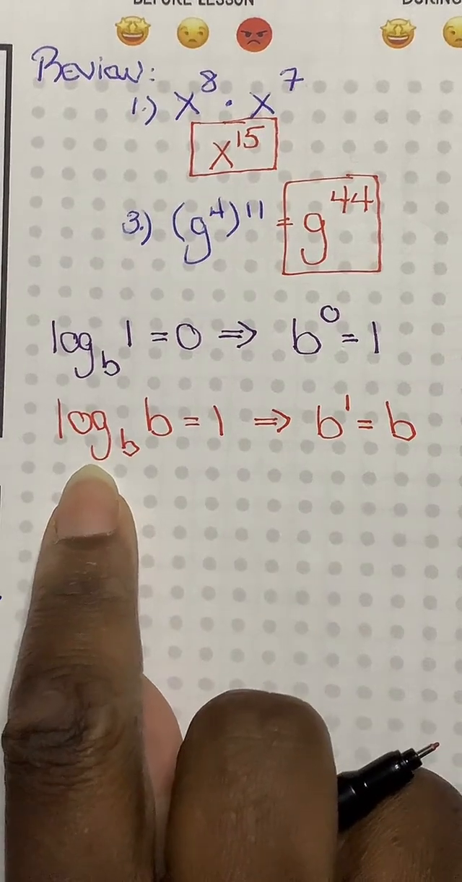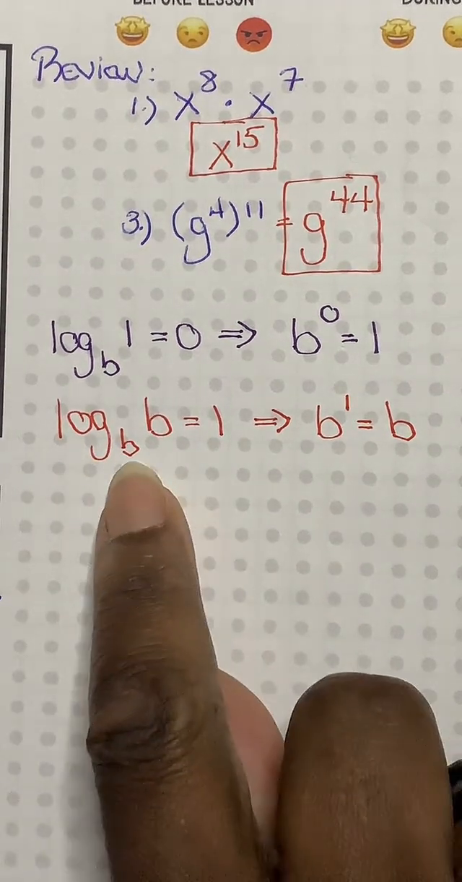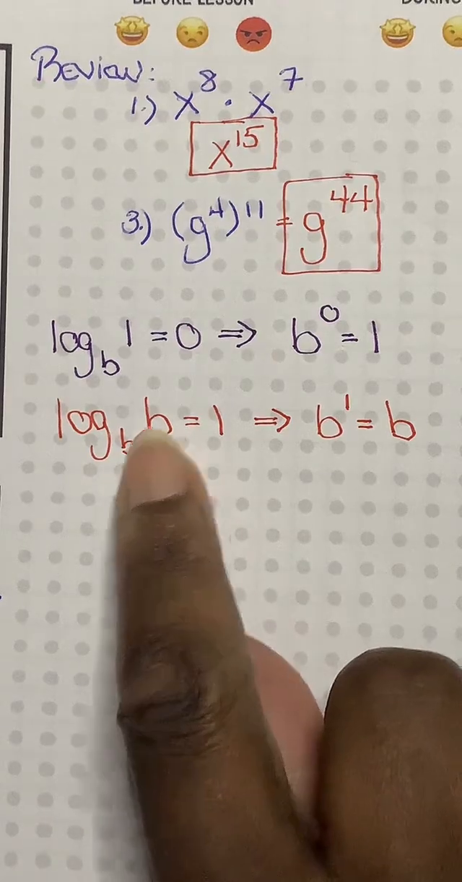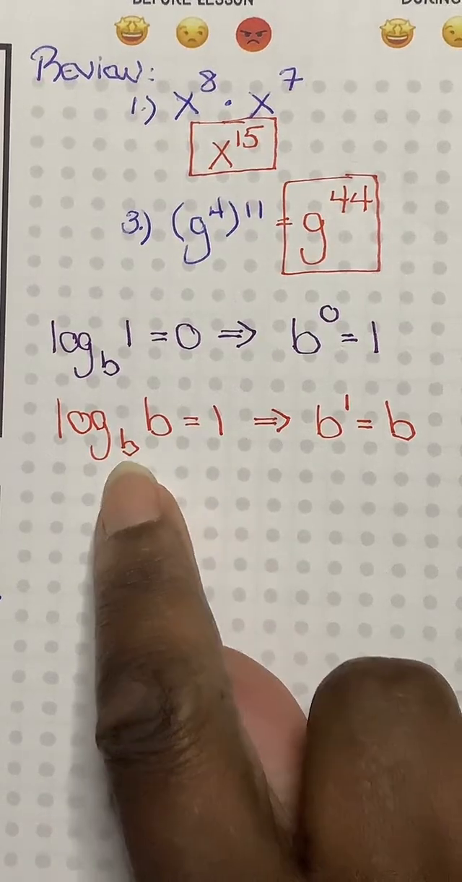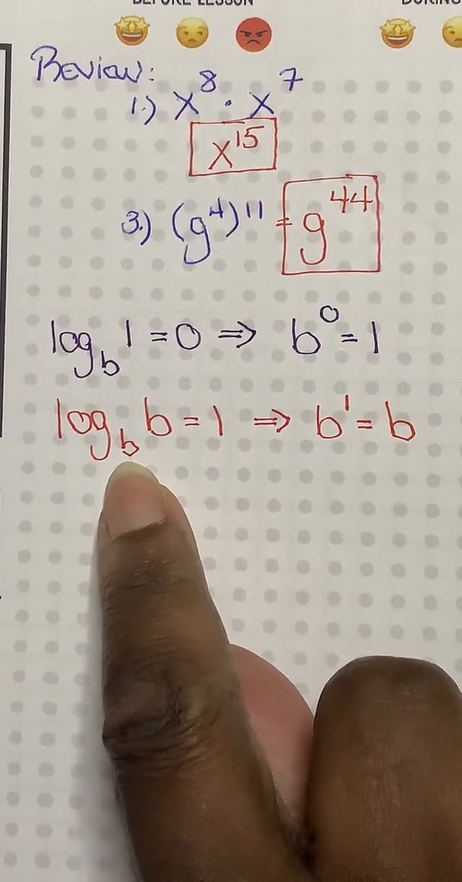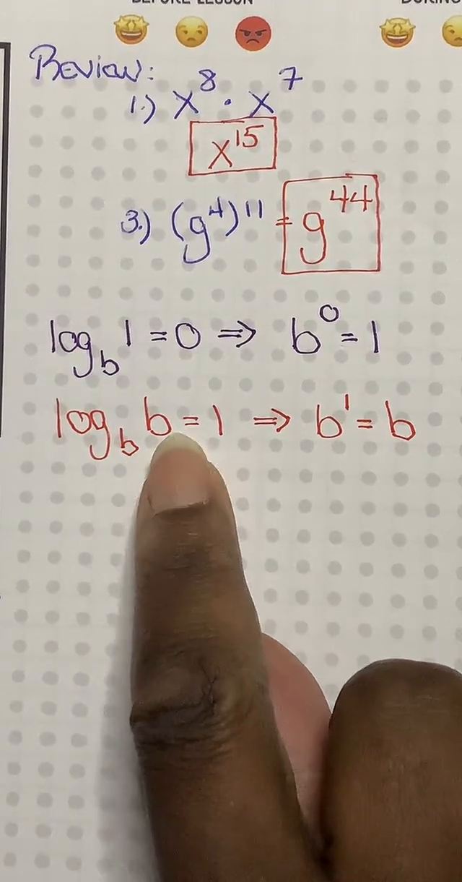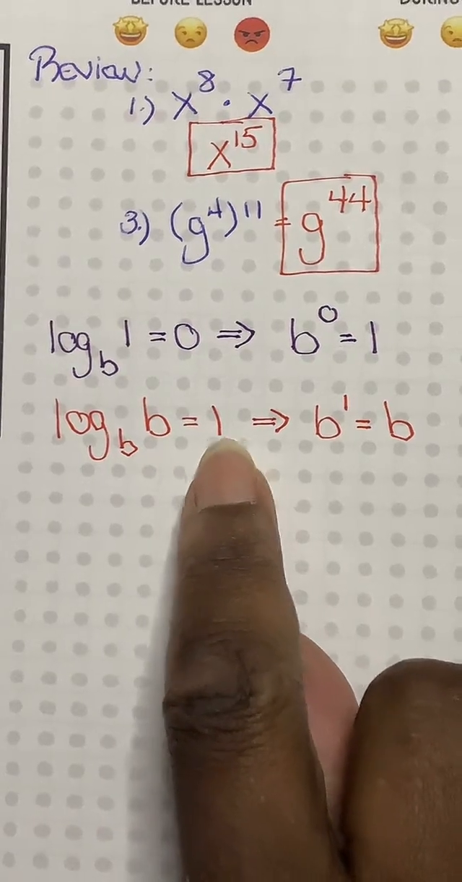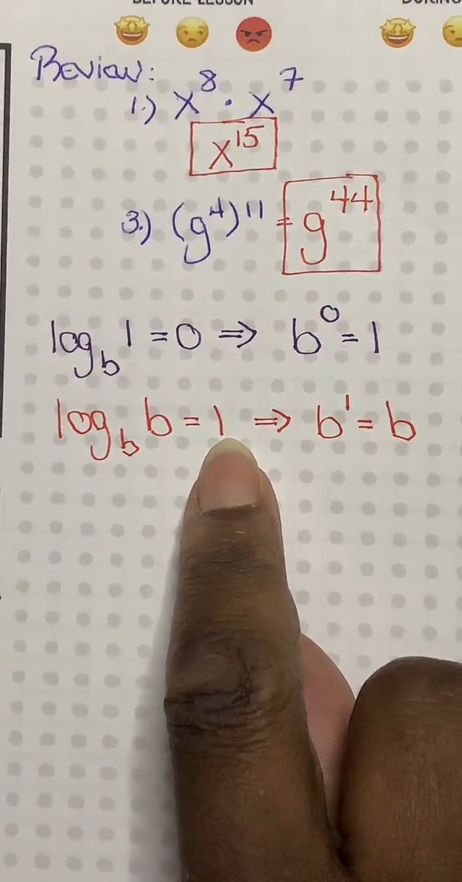So if I notice that I have a log and I know the base of the log and also the result is exactly the same, this could be a 3, that could be a 3. This could be 7, this could be a 7. My result or my answer will always be 1.